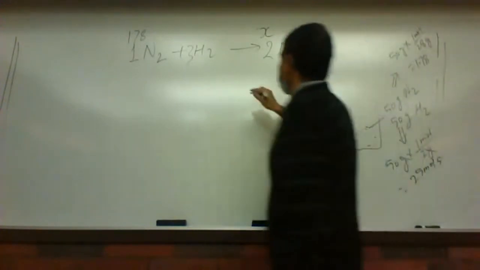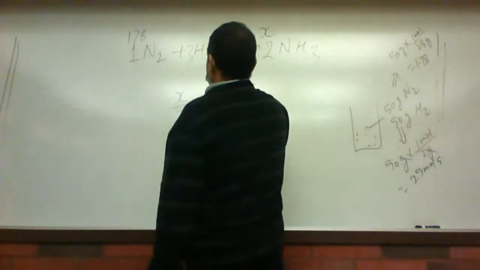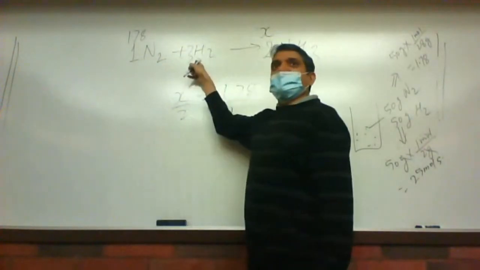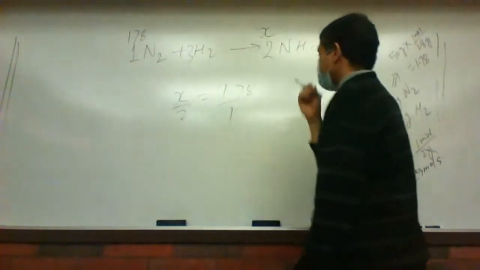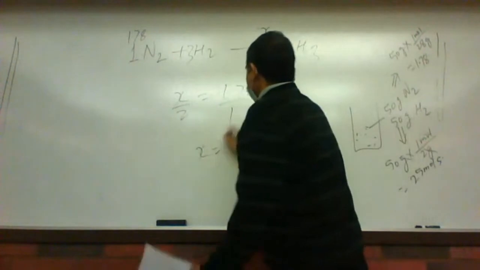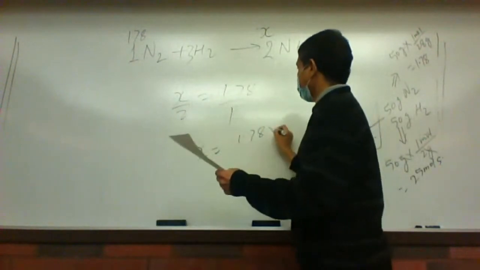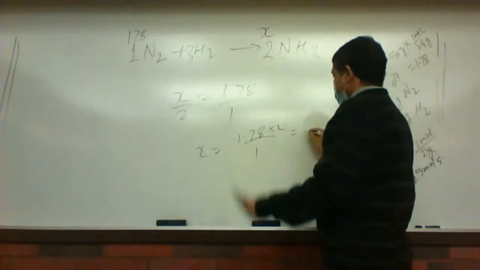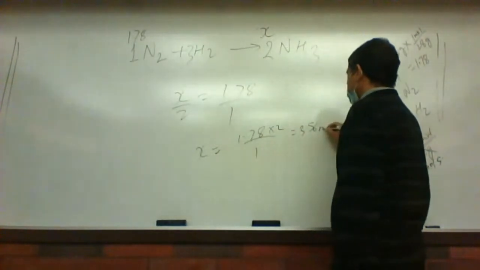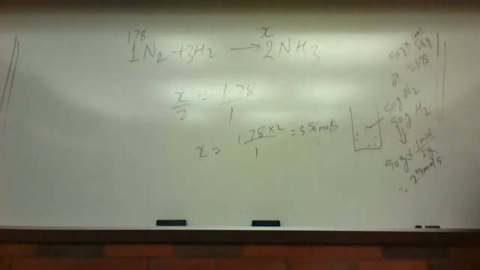So how much ammonia would I get? I just take the ratio. X by 2 equals 1.78 by 1. We do the reaction calculation from the coefficients. Nitrogen is 1. So now X equals 1.78 multiplied by 2 divided by 1, which gives me 3.56 moles. So how much ammonia will I produce? 3.56 moles. Can I convert it to gram?